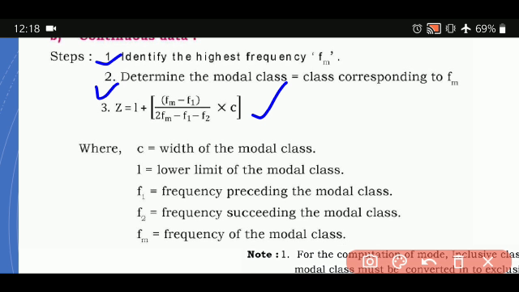What are these terms representing? C is the width of the modal class, for example 25 to 30, the width will be 5. If it is exclusive, you should know how to calculate the width for exclusive and inclusive class intervals. L is the lower limit of the modal class. F1 is the frequency preceding the modal class, meaning before. F2 is the frequency after, and Fm is the frequency of the modal class.